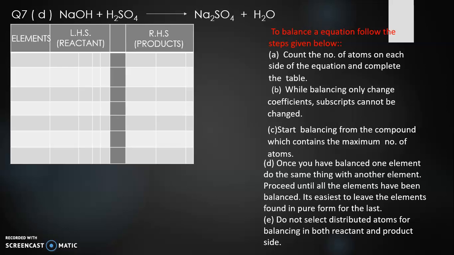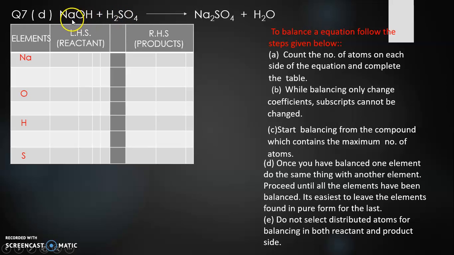So whenever you see the same element in more than one compound, you will never start with that element initially. Never select the element which is a distributed atom in the reactant side or the product side. Now we begin. First we list the elements: sodium, oxygen, hydrogen, sulfur.